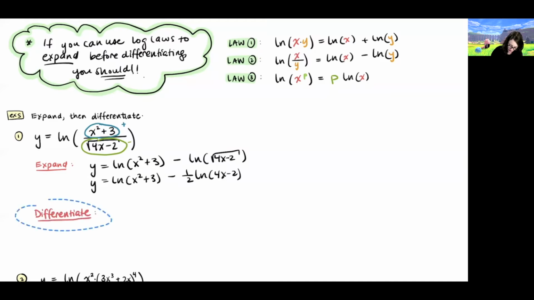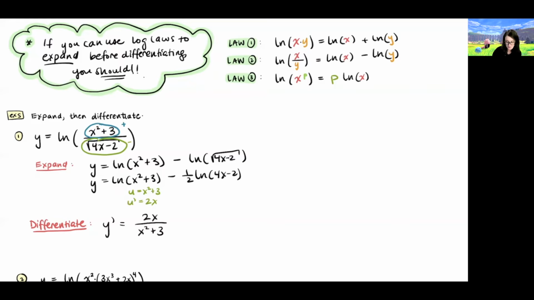All right, so we've got basically two parts to find the derivative of, but they are simpler now. We're just going to differentiate each of them separately. We've got the natural log of x squared plus 3. Here the u is x squared plus 3, and u prime is going to be 2x. So when we find the derivative of that first piece, we'll have u prime over u, so that'll be 2x over x squared plus 3. There's the derivative of the first natural log.